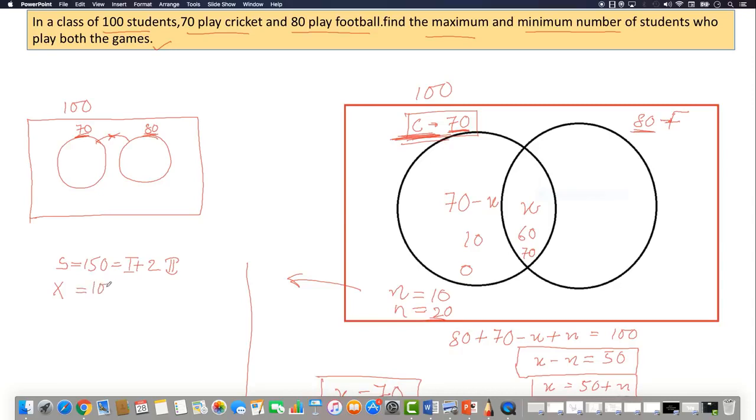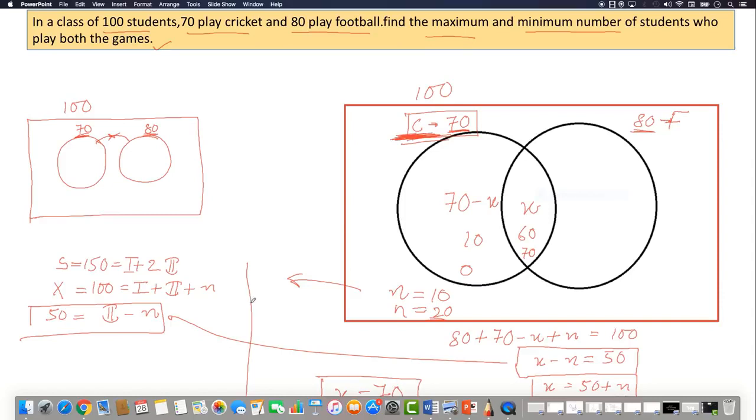And the total, 100, equals exactly 1 plus exactly 2 plus n, that is S minus x. If we do S minus x, we get nothing but 50 plus exactly 2 minus n. So we eventually arrived at the same equation. But again we have to look into the limitation of cricket, which is 70. Hope you have understood it.